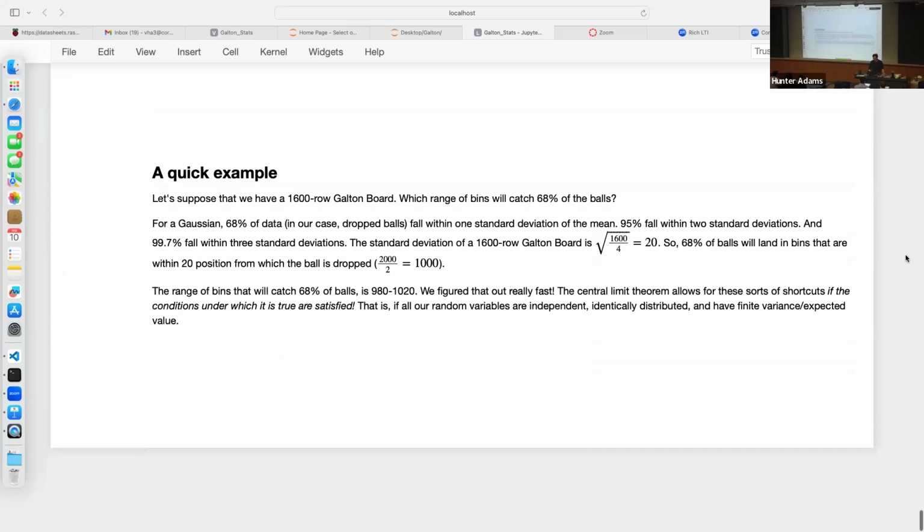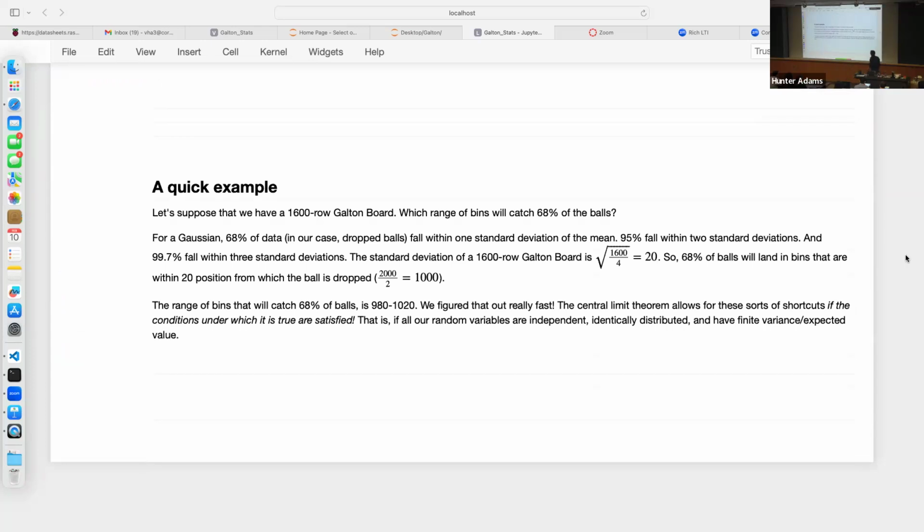Now what's powerful about this is once you have a Gaussian, it's so darn easy to do analysis. And so it allows us to answer questions that at first blush seem like they would be so complicated to answer, but because of the central limit theorem, which allows us to approximate these distributions as Gaussians, we can arrive at the answers to otherwise extremely complicated questions extremely quickly. Let me give you an example. Let's suppose you have a behemoth of a Galton board, 1,600 rows, a huge Galton board. What is the range of bins that will catch 68% of the balls? Now, if you didn't know about the central limit theorem, that strikes me as almost an impossibly complex question to try to answer, right? But because of the central limit theorem, this becomes really rather simple.